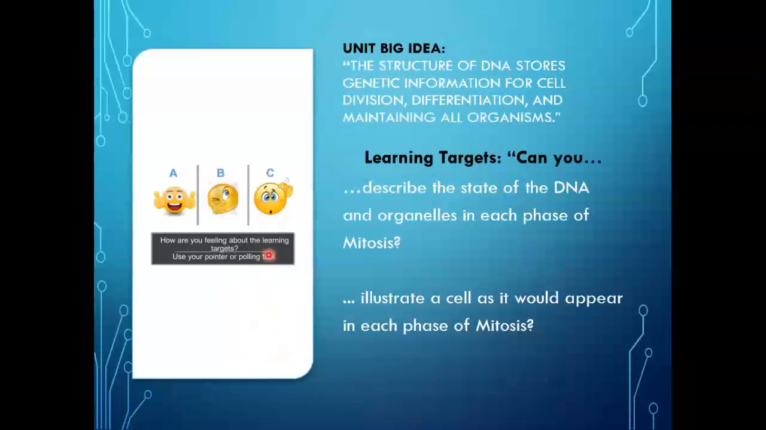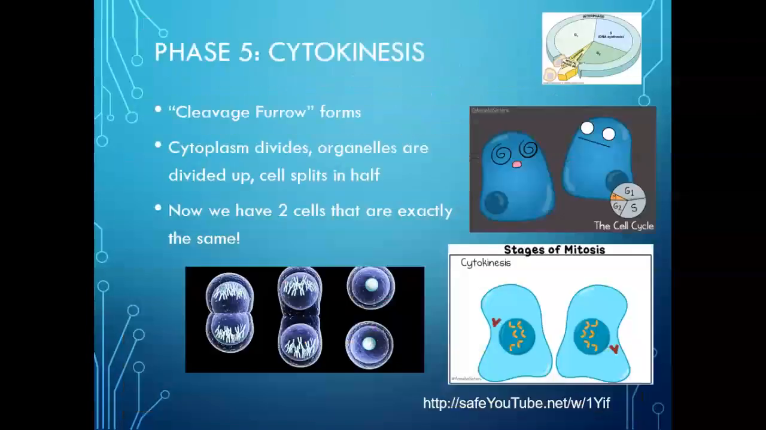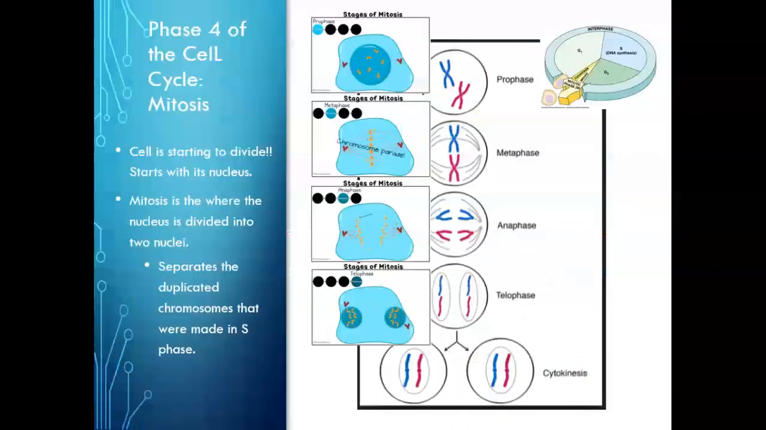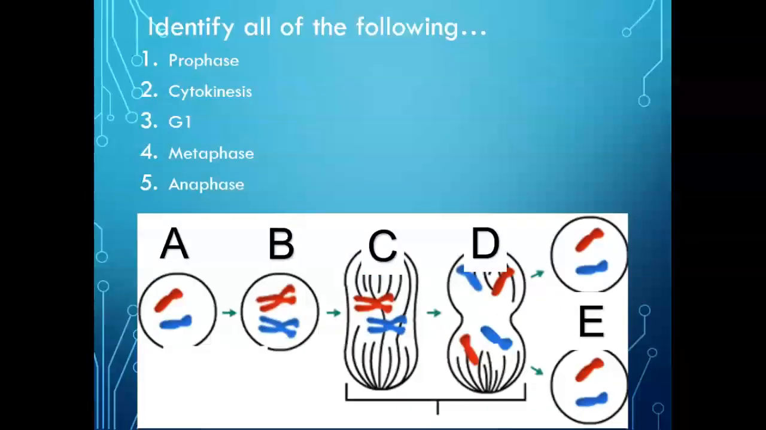Okay, at this point, I want you to take a moment and decide how you're feeling about the 2 learning targets we've got for this lesson: describing the state of DNA and organelles in each phase of mitosis, and whether or not you could illustrate those. So when you're trying to remember this, I want you to remember it from this kind of picture, going back here. This is the kind of picture you're going to get. Okay, this one or something like this.